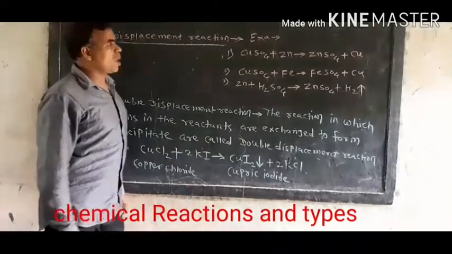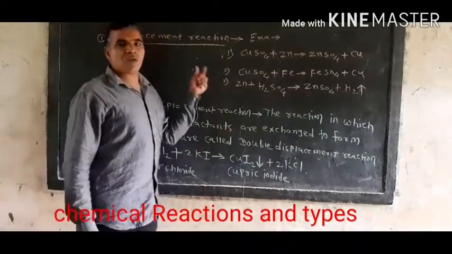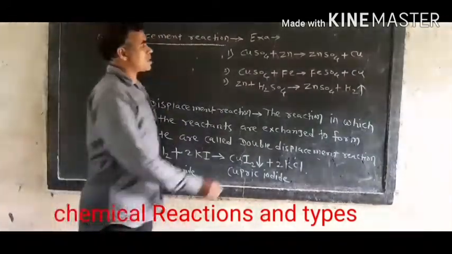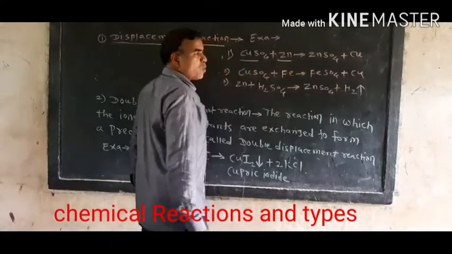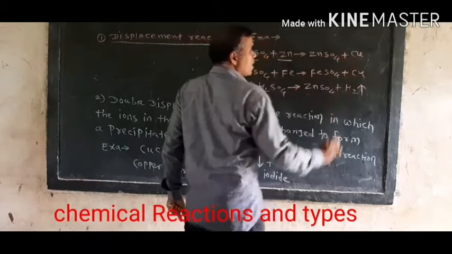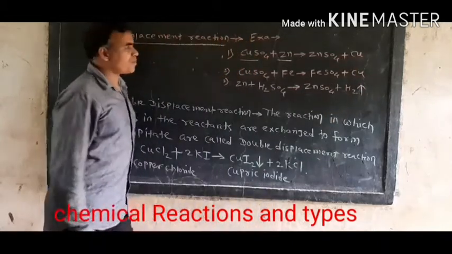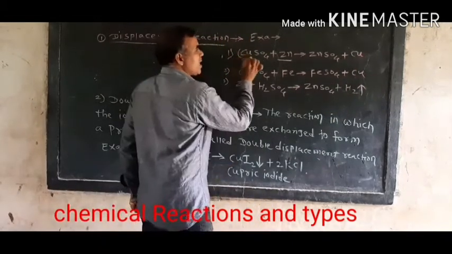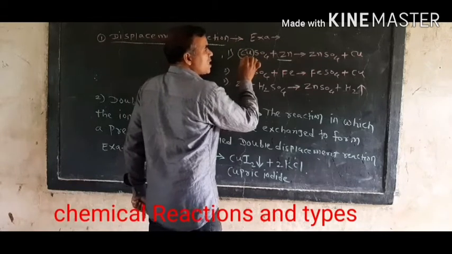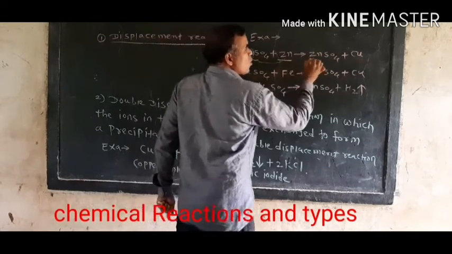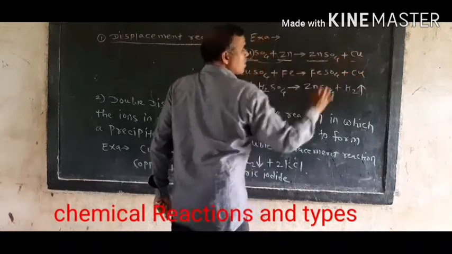For example, we have to take some examples of a displacement reaction. The first: copper sulfate reacts with zinc to form zinc sulfate and copper. In this reaction, copper is a less reactive element, which is replaced by zinc to form zinc sulfate and copper.